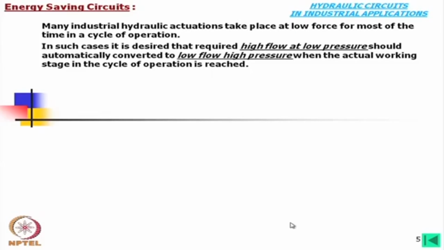Whereas if it is being used for, say, 5 minutes and then there is a 10 minute gap, in that case we can use low cost items, but there should be such a system that when it is idle, the oil goes through the less resistive path. In such cases, it is desired that the required high flow at low pressure should automatically be converted to low flow, high pressure when the actual working stage in the cycle of operation is reached.